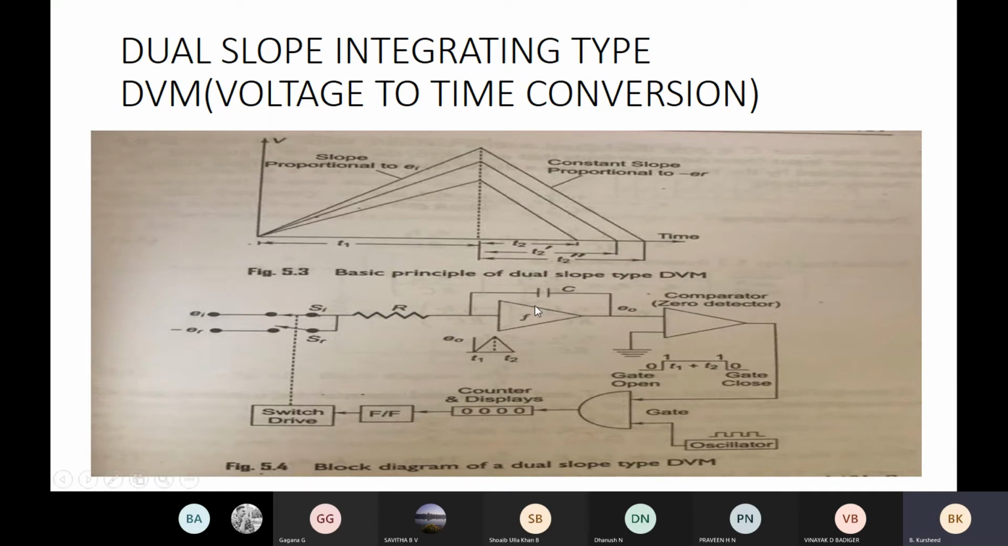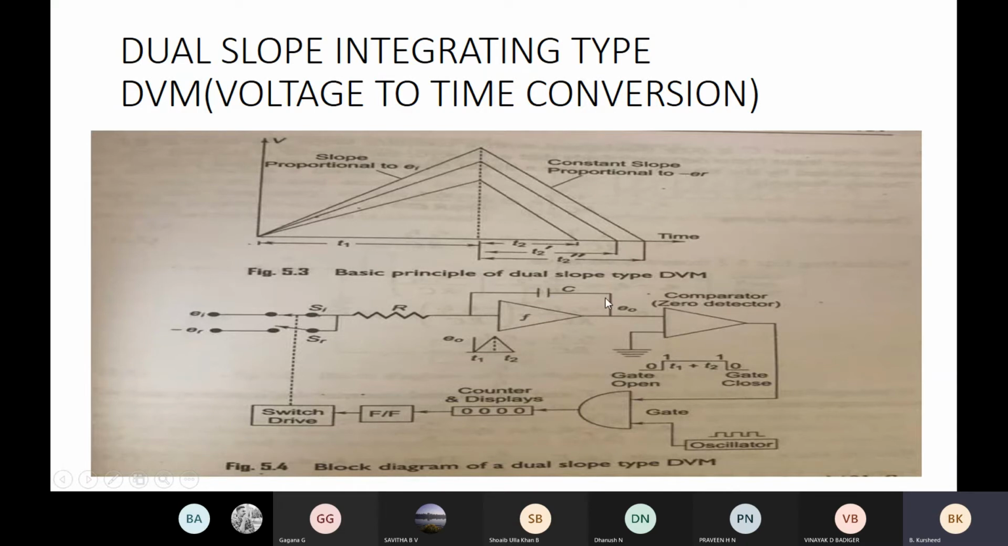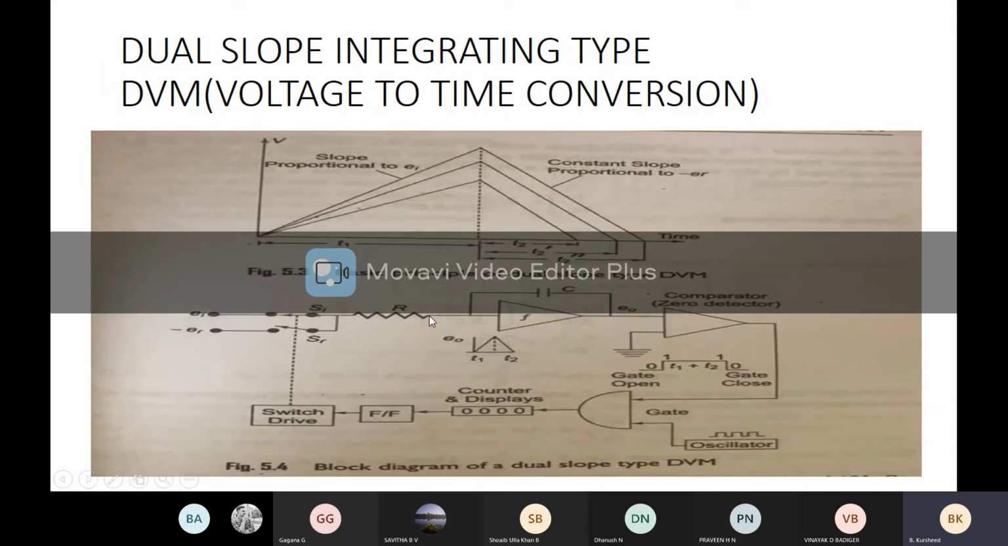This op amp is designed so that it will function as an integrator: a resistor at the input side and a capacitor in the feedback side. Feedback means the output is connected to the input side. If a capacitor is in the feedback side and a resistor is on the input side, then this circuit design is called an integrator.